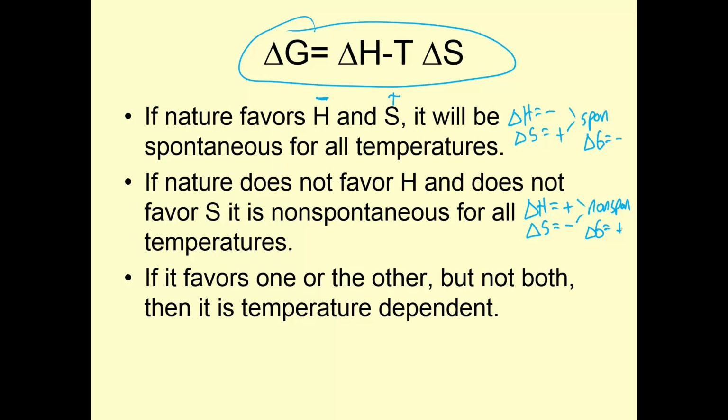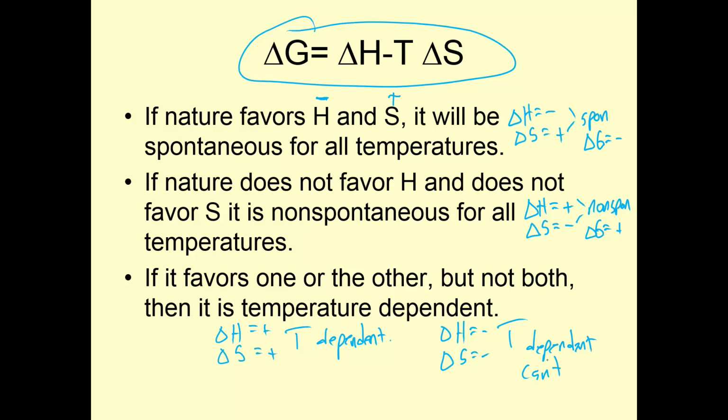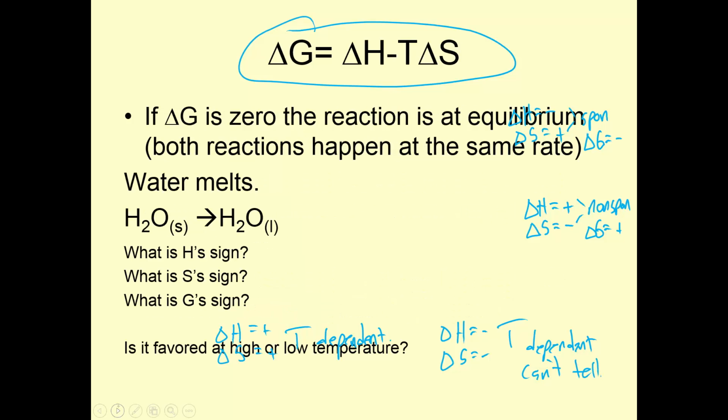If it favors one or the other but not both, then it is temperature dependent. So that means if delta H is positive and delta S is positive, it is temperature dependent, and that means you can't tell. And if delta H is negative and delta S is negative, it's temperature dependent. It means you can't tell without doing the math. We can do math, but we're not going to.